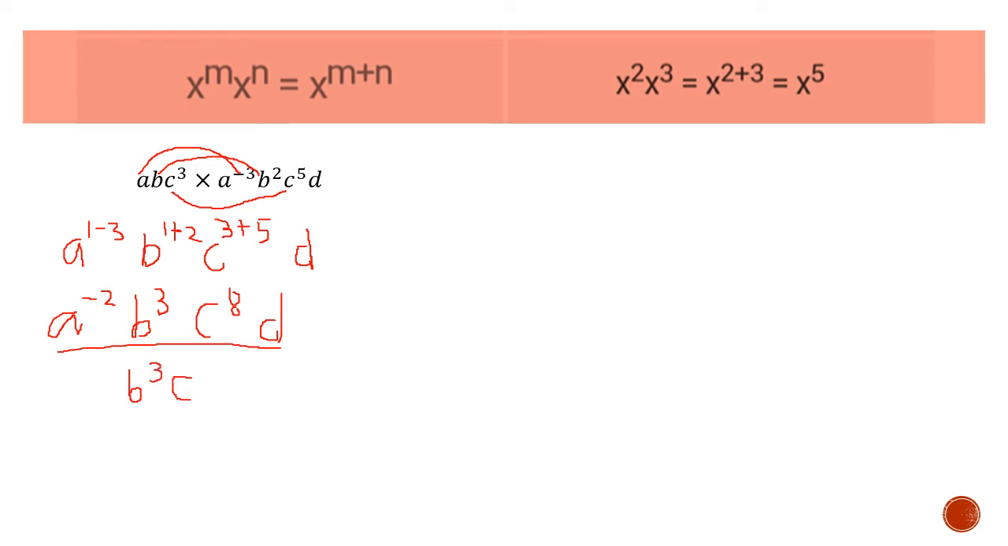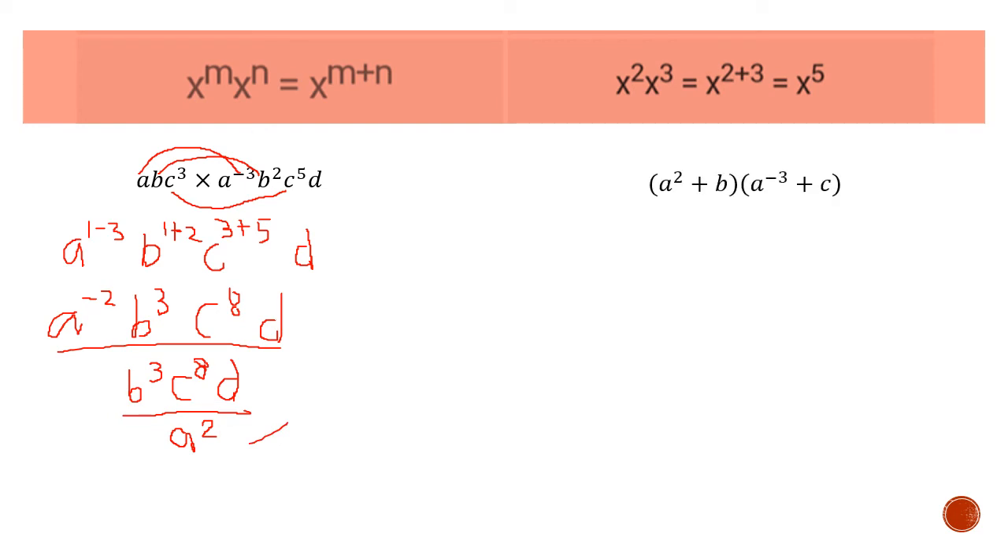Because if we have a negative exponent, it means to divide. So the base will be placed at the denominator and the exponent of a raised to negative 2 will be turned to a positive 2. So let's have another example.